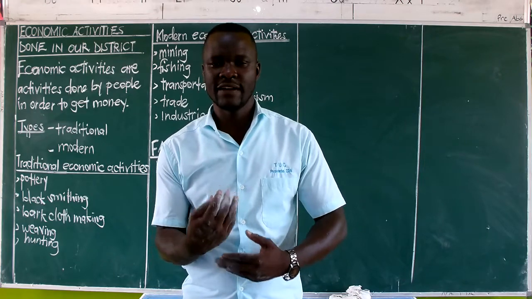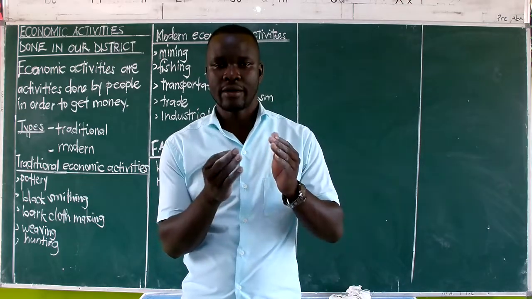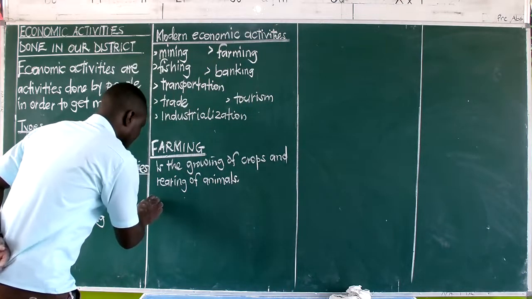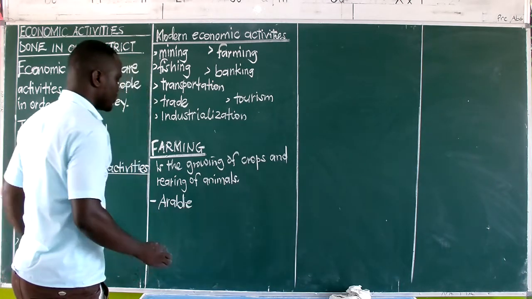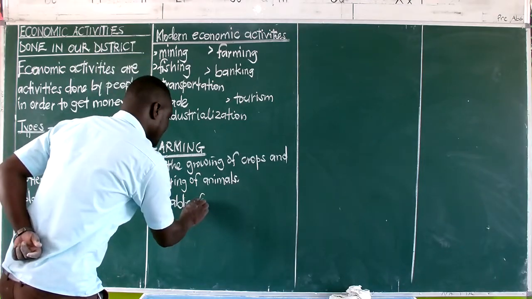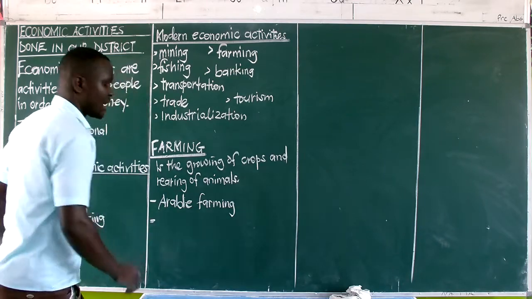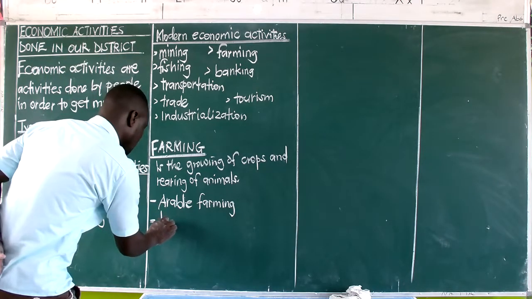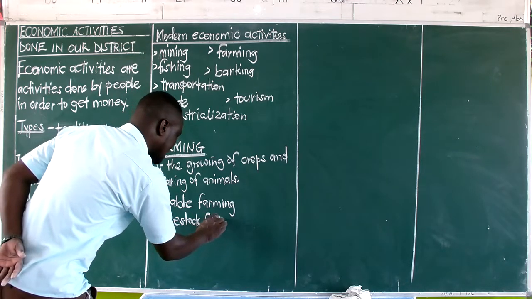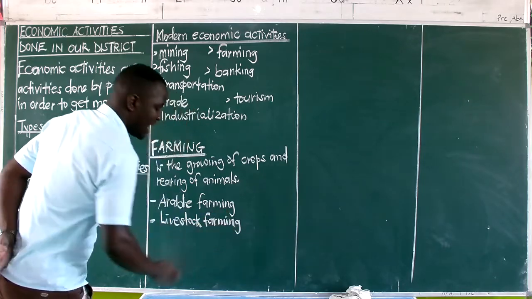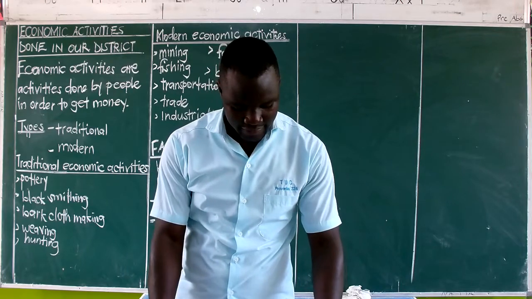Farming is divided into two. We have got two types of farming. We have what we call arable farming, which deals with the growing of crops. We can also call it cultivation. And then the other one, which deals with rearing animals, we put under livestock farming. So those are the two types that we have in farming.